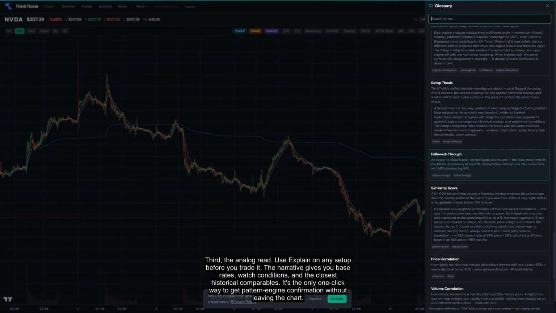Third, the analog read. Use explain on any setup before you trade it. The narrative gives you base rates, watch conditions, and the closest historical comparables. It's the only one-click way to get pattern engine confirmation without leaving the chart.